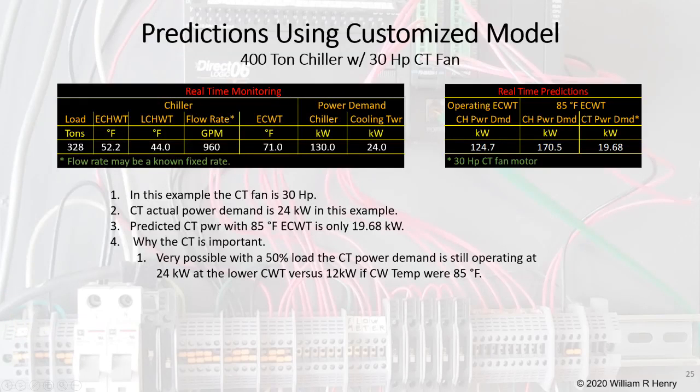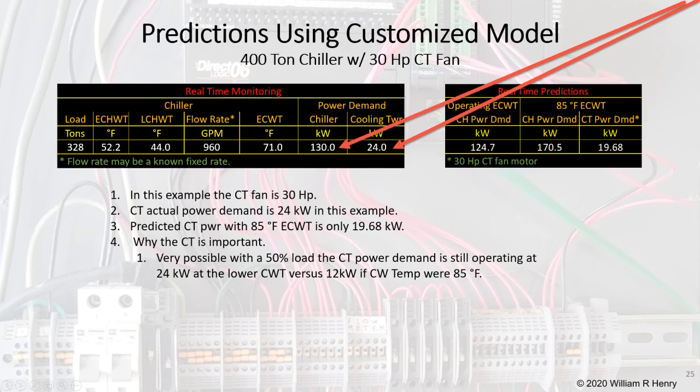So let's complete the discussion I started in slide 15 and include the cooling tower operation. The real-time prediction for cooling tower power demand at the given load and the 85-degree design condenser water temperature is 19.7 kilowatts, but the actual measured demand is 24 kilowatts. So the cooling tower is using more energy to provide a condenser water temperature of 71 degrees.